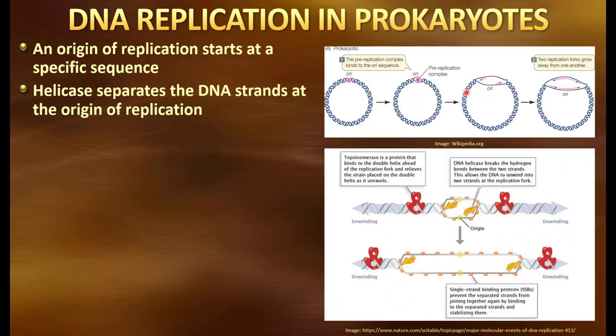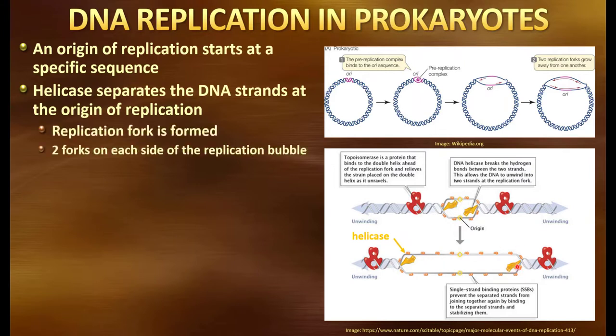Down here, we can see this fork and this bubble in a little bit more detail. We see here this helicase enzyme. That helicase is opening this up, and it's doing it on both ends, so it's going in both directions and unwinding it. We form that replication fork. There's actually two forks, as we said, on both sides. So here's our bubble with a fork on either end, so each bubble has two forks.